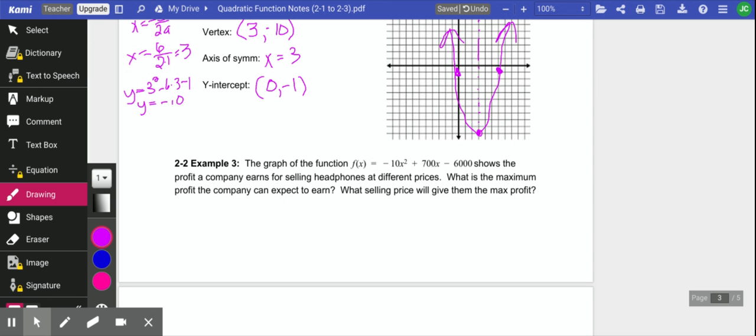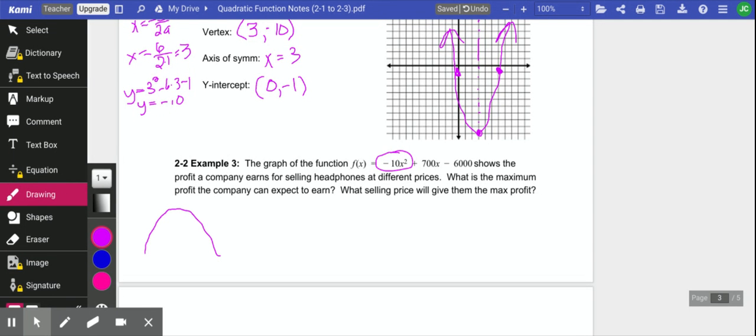So the graph of the function f of x shows the profit a company earns for selling headphones at different prices. What is the maximum profit the company can expect to earn? And what selling price will give them the maximum profit? All right, so this function is a parabola, and notice because it's a negative 10 out in front, it opens down. So we have no idea what this looks like. I'm not going to graph it, but we do know that it's a parabola that opens down like this.